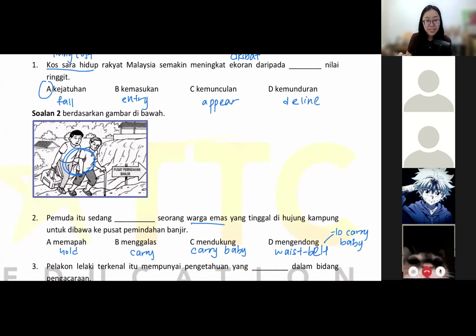Okay, correct. Answer is A because it's holding the hand here. Okay, so C and D is wrong. They didn't carry baby like this, no. And then B is carry at the back here. So this one is not answer. So answer is only A.